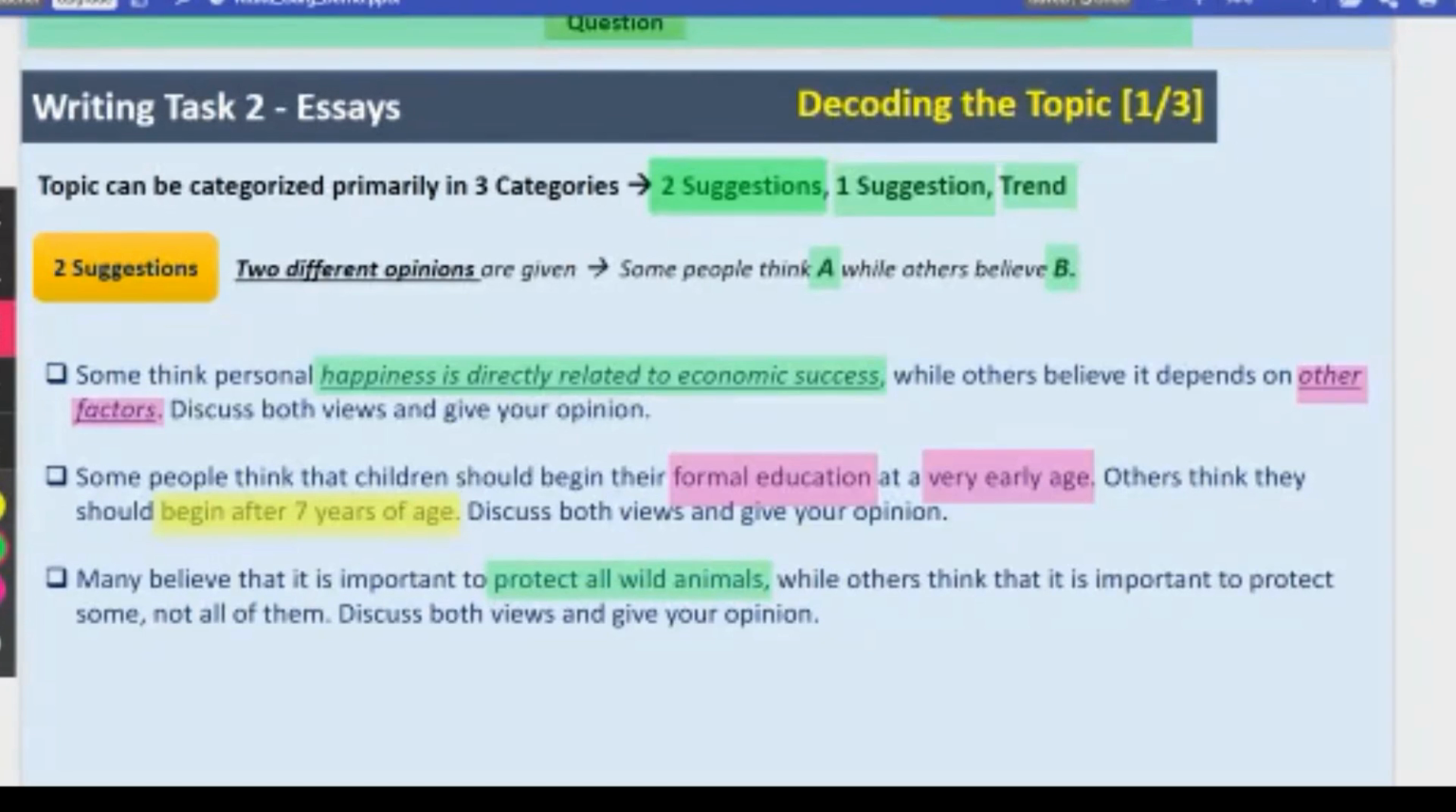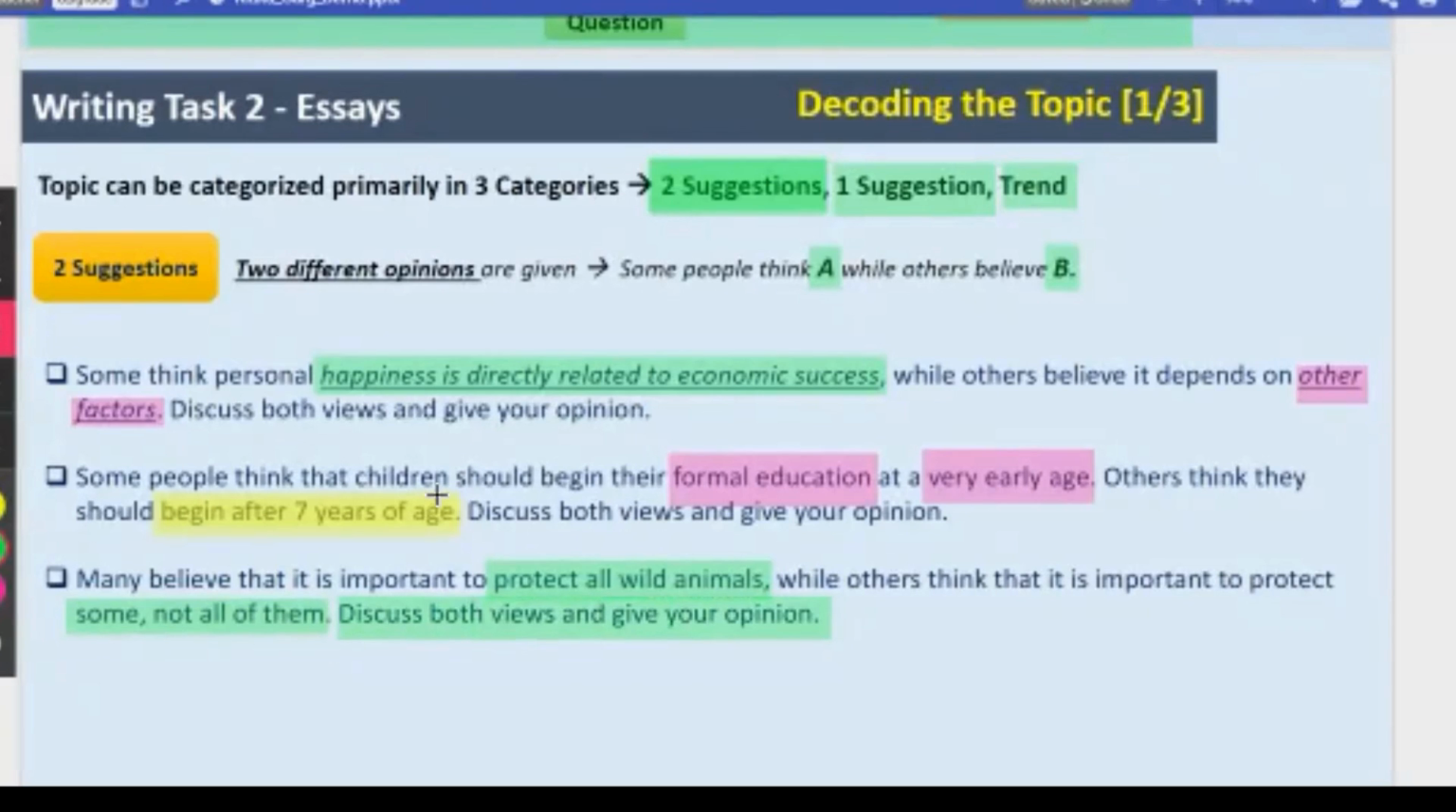Straightforward, one category of people is saying we should protect all kinds of wild animals irrespective of their current population status or current demand, or you can say current population density, whereas others are suggesting we should focus only on certain species which are maybe endangered or which are now becoming rare. So this way there are two categories of people suggesting different opinions. You have to discuss both of them and give your own opinion.